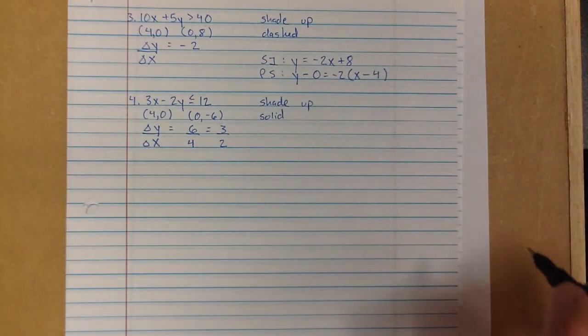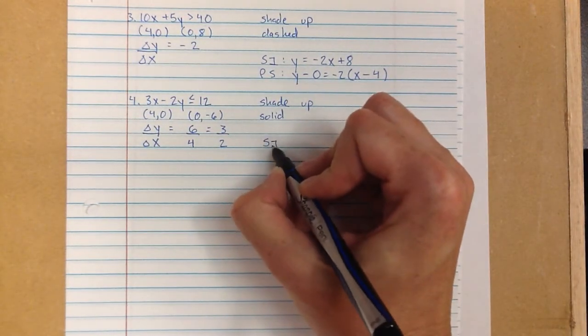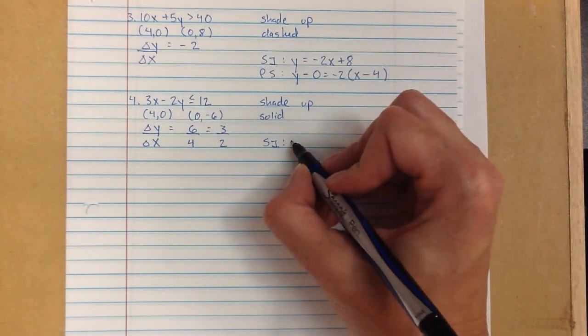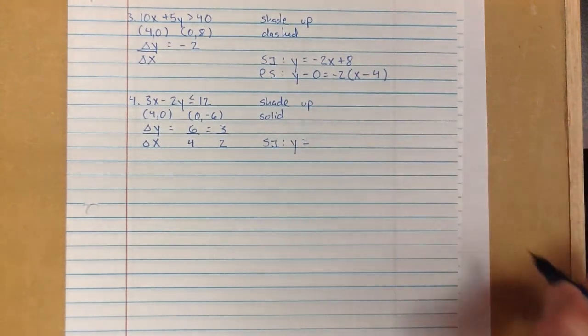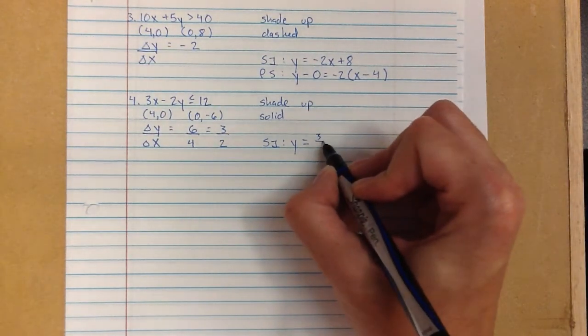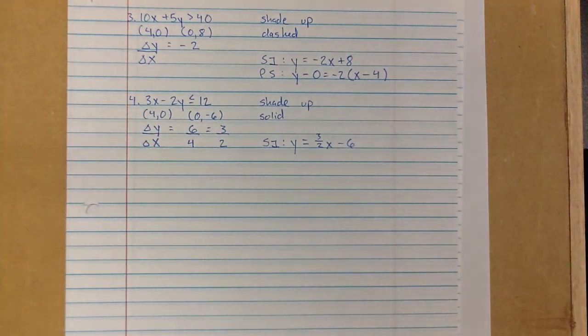What would be the slope-intercept form of that line? Here, I'll start you out. Y equals 3 halves x minus 6. It's positive 3 halves. Positive 3 halves. Okay?